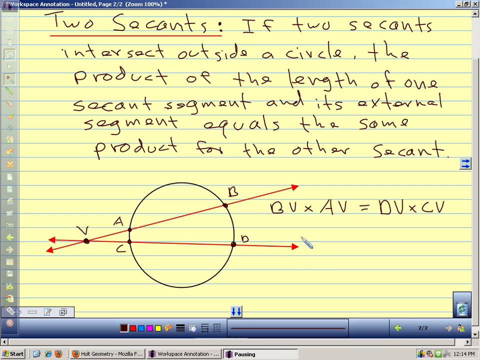And my shorthand for remembering this is that the whole times the outside equals the whole times the outside.